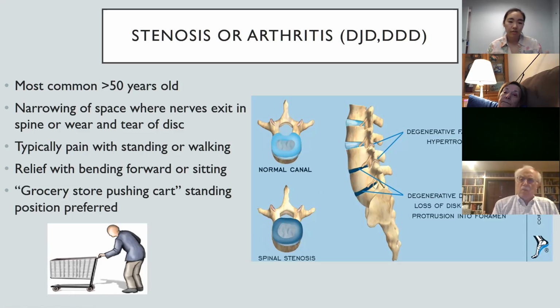I want you to think of a hose. If there's a kink in the hose and you can't move that hose back and forth, the water is not going to be able to go through the hose as much as it should. And that's that type of nerve as well. Typically with these patients, it's what we call the grocery store pushing cart position, where they like to be bent over more so than standing up nice and tall. They like to sit more than stand. Standing will cause those symptoms to come down the legs as well.